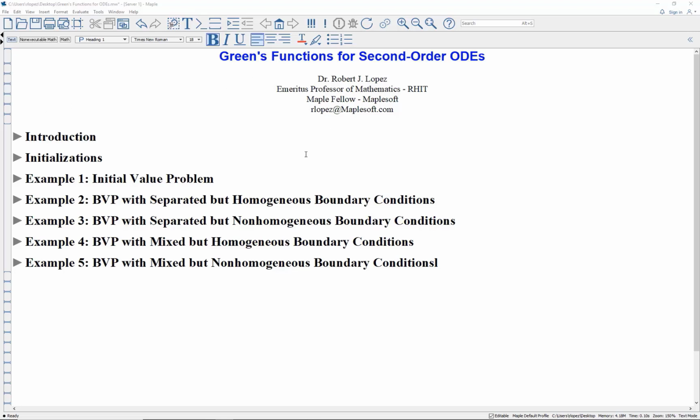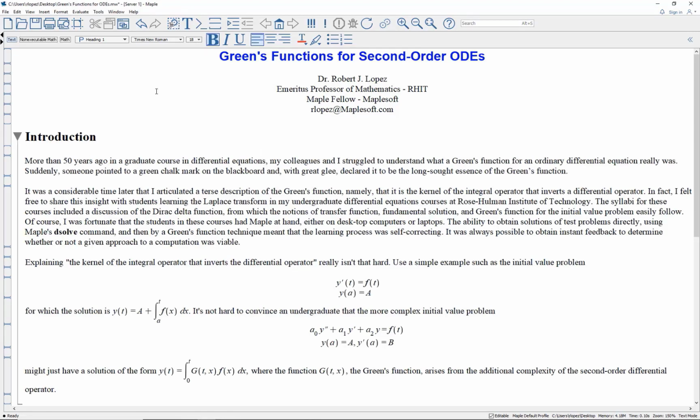Green's functions for second order ordinary differential equations. More than 50 years ago, when I was a graduate student in a differential equations course, I can remember my colleagues and I sitting around struggling to understand what a Green's function was. All of a sudden, somebody pointed to a green chalk mark on the blackboard and said with great glee, "There it is, that's the Green's function."